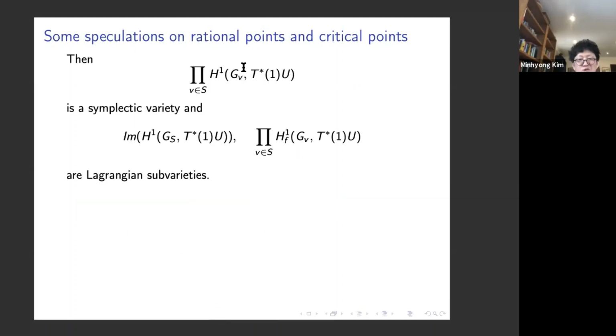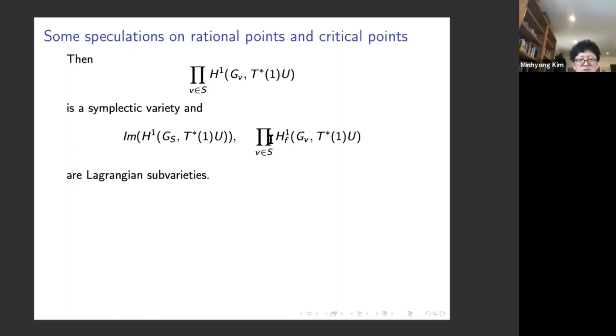So you set up a moduli space for this guy, principal bundles for this thing. And when you do that, the local moduli spaces actually become symplectic varieties over Q_p. They're not just algebraic varieties, they're actually symplectic algebraic varieties over Q_p. And the key point is that the image of the localization map, as well as this product of local moduli spaces that satisfy integrality conditions, become Lagrangian subvarieties.